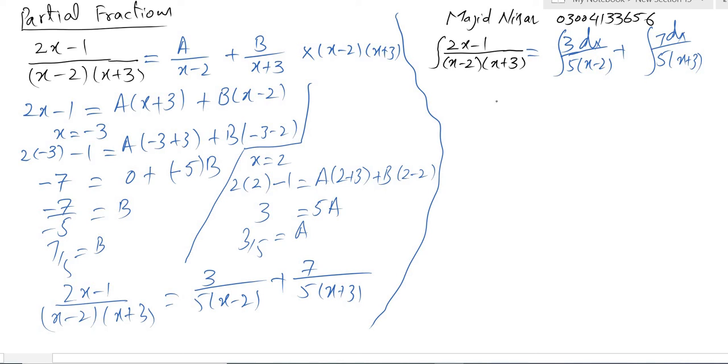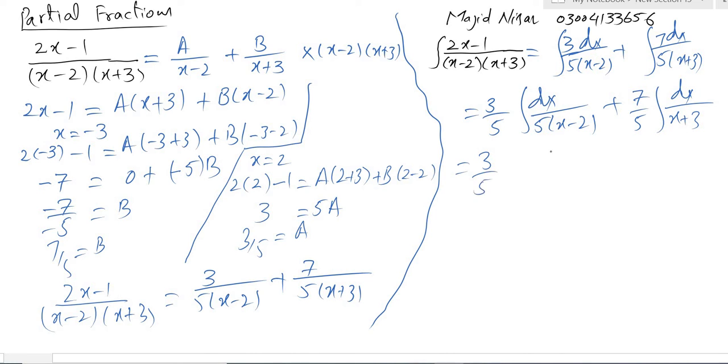Now because 3 over 5 is a constant, we can take it common. Now the integral of dx over x minus 2, and 7 over 5 into the integral of dx over x plus 3. So we can write 3 over 5 into dx over, oh sorry, we do not have to write 5 here because we have taken it common. Now this is the function x minus 2, and the derivative of this function is dx, because the derivative of x is simply dx or 1.